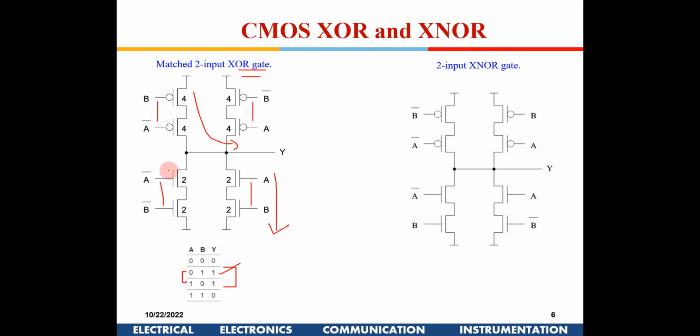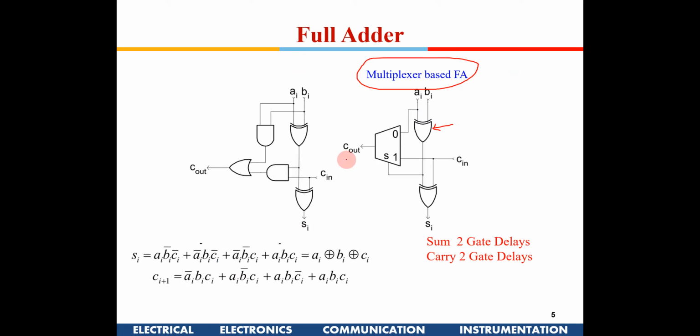Now if you see, the XOR gate is also 1 gate delay. So wherever we see XOR gates, we will consider XOR as a single gate delay.